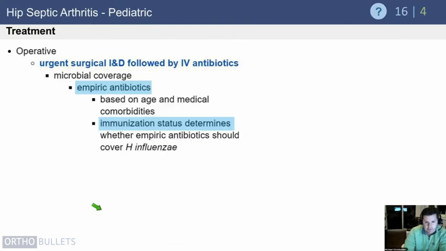You basically want to treat this just like osteomyelitis, with empiric antibiotics to target the bugs that most commonly cause the problem, because your aspiration will not always be positive. So you want to base this on age as well as medical comorbidities in the graph and table that were shown earlier. And again, immunization status is important here, particularly with regards to test taking, to cover H-flu.